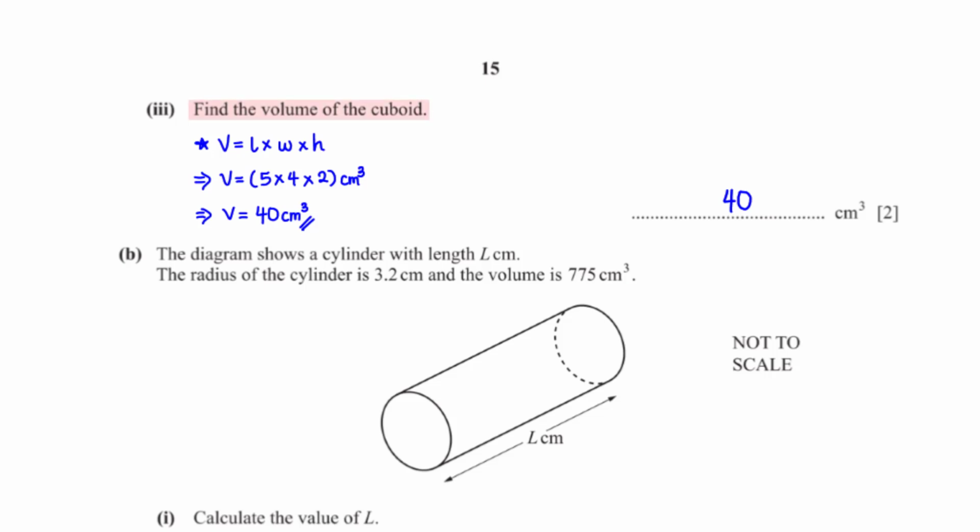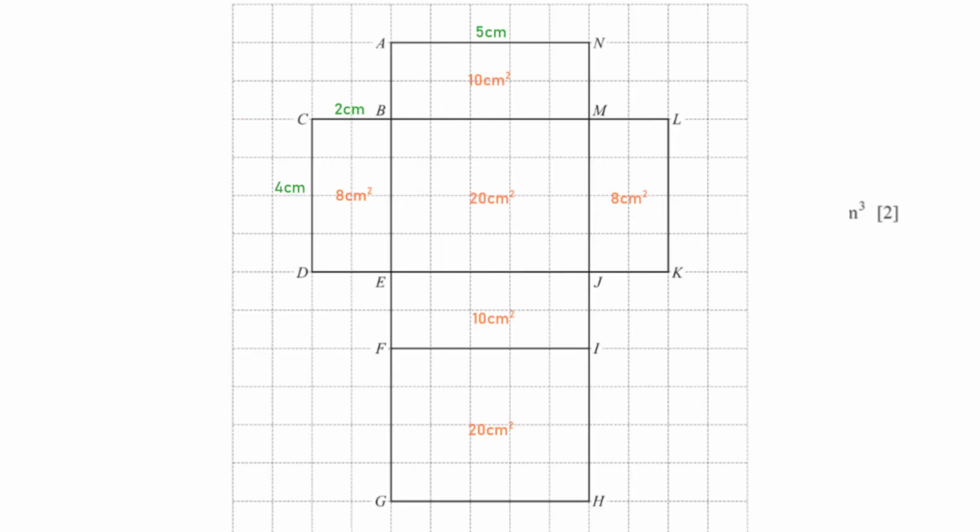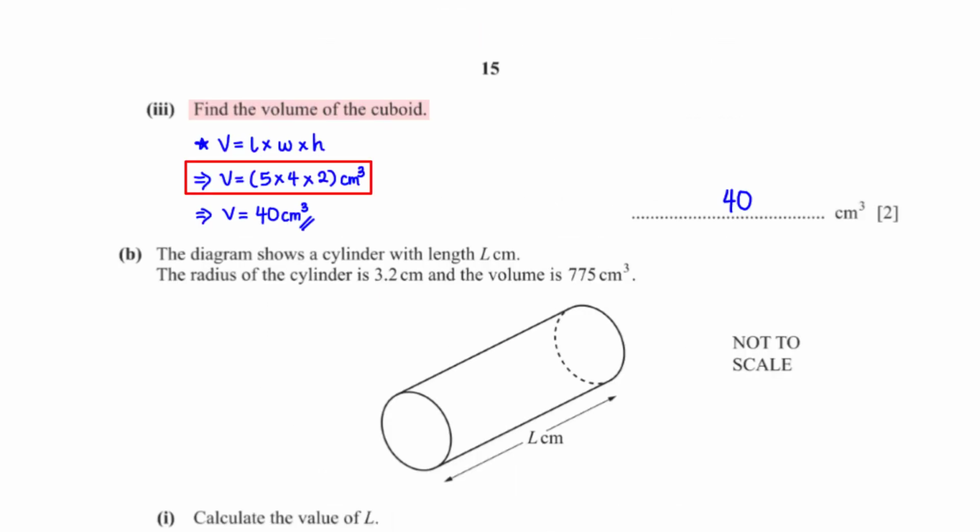Find the volume of the cuboid. On the diagram, we get the length, width and height of the cuboid as 5 centimeters, 4 centimeters and 2 centimeters. So the volume would be 5 times 4 times 2 centimeters cubed, which is equal to 40 centimeters cubed.